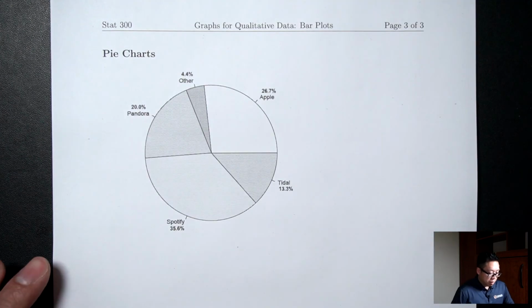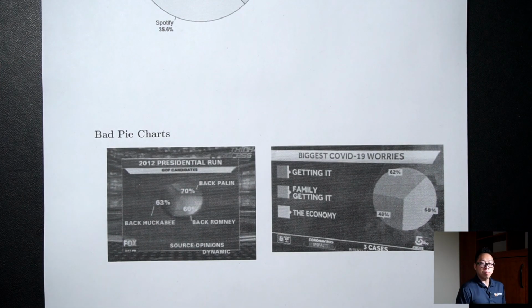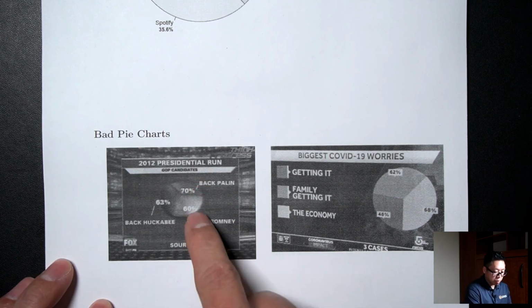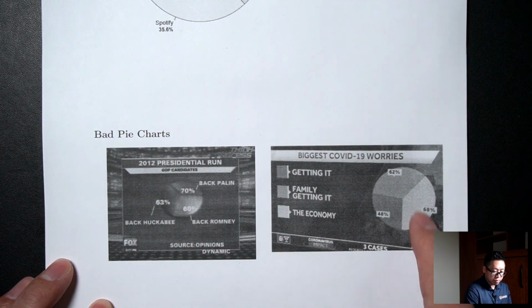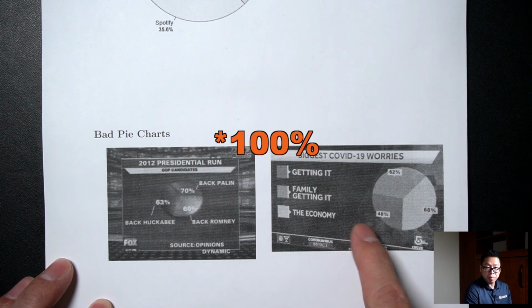Now, what is wrong with these pie charts? What do you get when you add up the percents? You don't get 1. That's why they're bad.